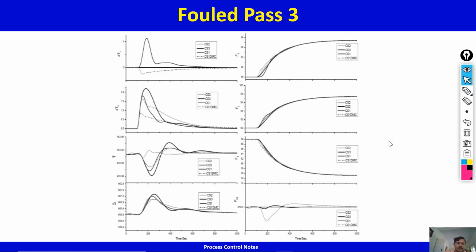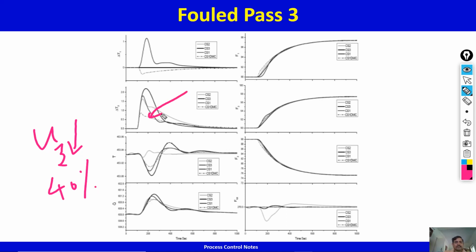let's see what that was. So pass 3 is fouled, in the sense that we say that pass 3 is overly fouled, and its heat transfer coefficient has become 60% of what it was. So U has gone down for pass number 3. The heat transfer coefficient of pass number 3 has gone down by, I think it was 40%. That's what we used. You can look up the paper. Numbers are not important, but the trends are. And here also you can see delta T is much tighter controlled in DMC.